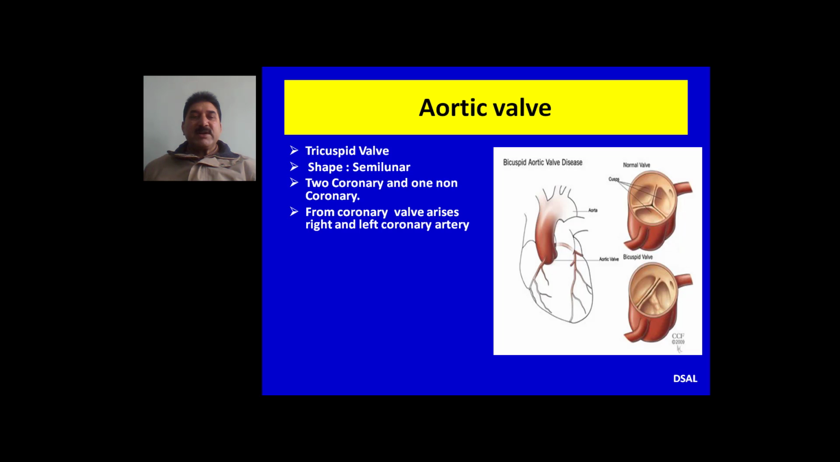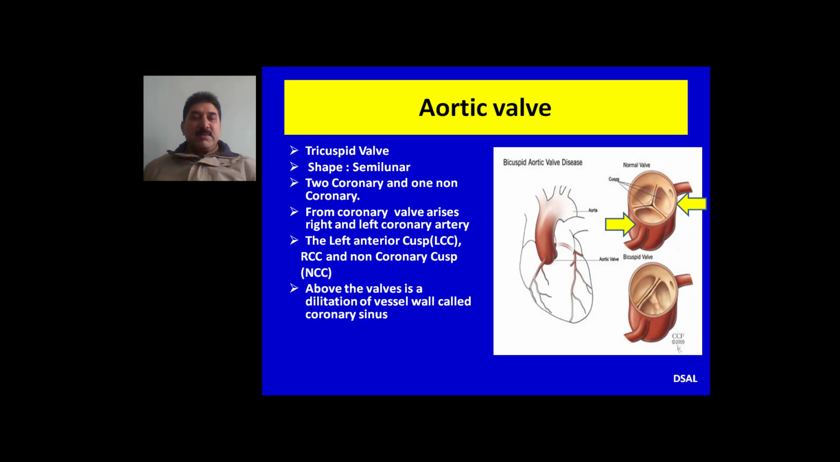From coronary cusps arise right and left coronary arteries. So they are named as the left anterior coronary cusp from which left coronary arises, the right coronary cusp from which right coronary artery arises, and non-coronary cusp. Above the valve is a dilatation of the vessel called coronary sinus. Bicuspid valve is found in 1 to 2% of the population, where instead of 3 cusps, there are only 2 cusps in the aortic valve.